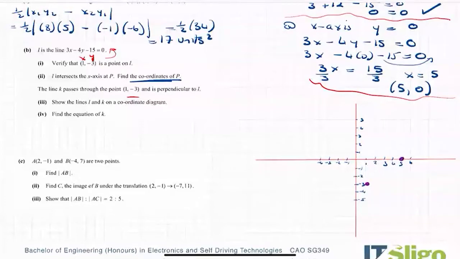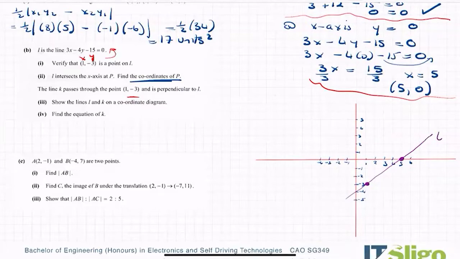Okay, so let's attempt to draw that one. Didn't work. Okay, not too bad, a little bit out. You can see it down the bottom. Give it one more try. Okay, that'll do. So that's the line L.